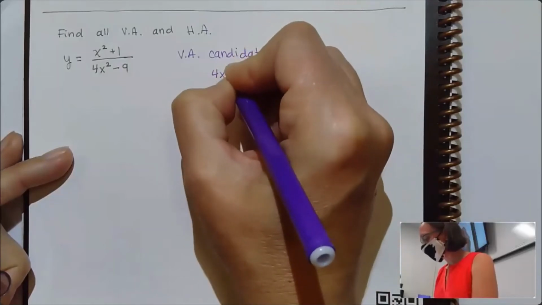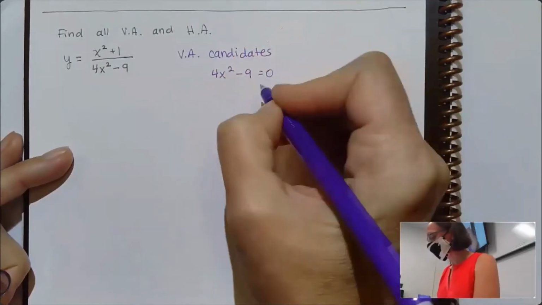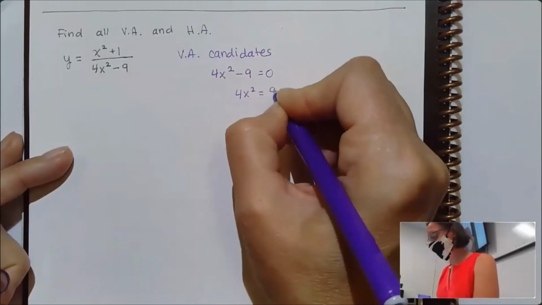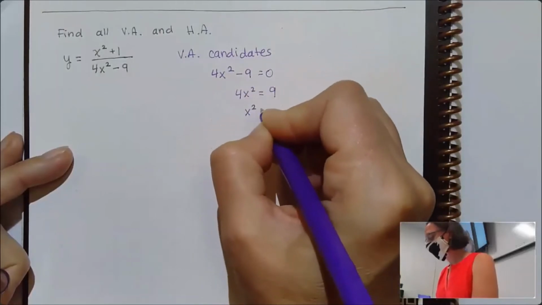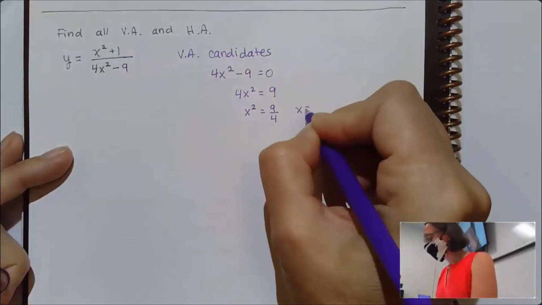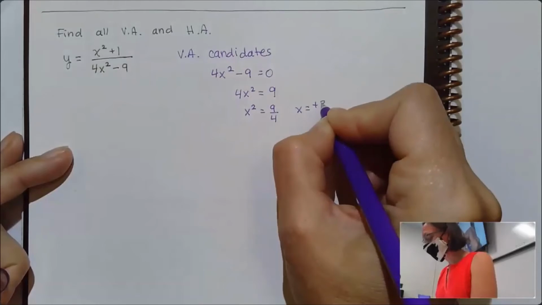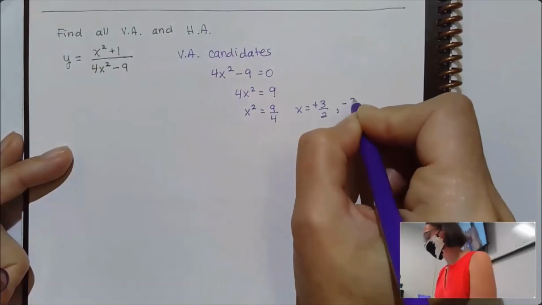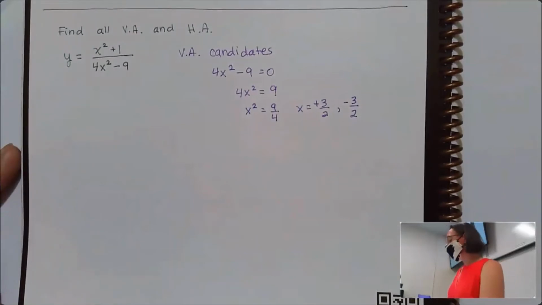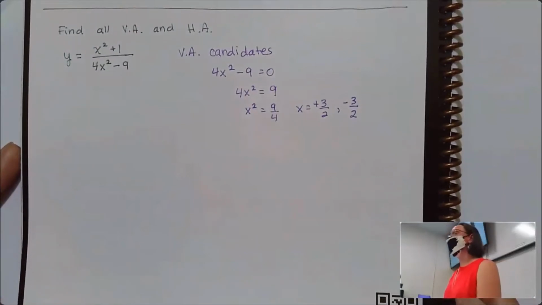Well, 4x squared minus 9 being equal to 0. I know I gave us fractions, but they're not like super gross. X squared is 9 over 4, which means I'm going to get positive 3/2 and negative 3/2 as our candidates for vertical asymptotes. In order to actually be a vertical asymptote, we just have to take the limit and get a number over 0.